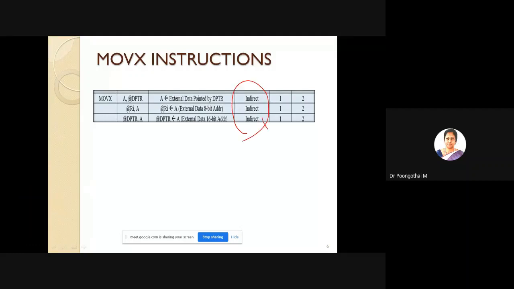Indirect addressing mode, 1 byte, 2 machine cycles. So data pointed by DPTR is transferred to accumulator. Accumulator to Ri, that is external RAM addressed by Ri register. Similarly, addressed by DPTR.